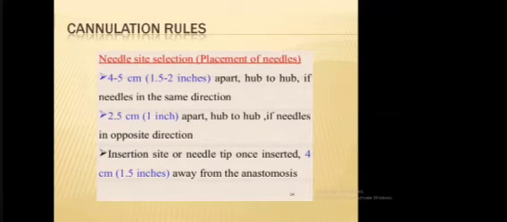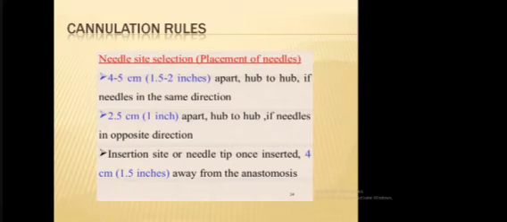The rules of cannulation: needle site selection and placement of the needle. The needles should be 4 to 5 centimeter apart, hub to hub, if the needles are in the same direction. If the needles are in opposite direction, 2 to 2.5 centimeter apart is enough.